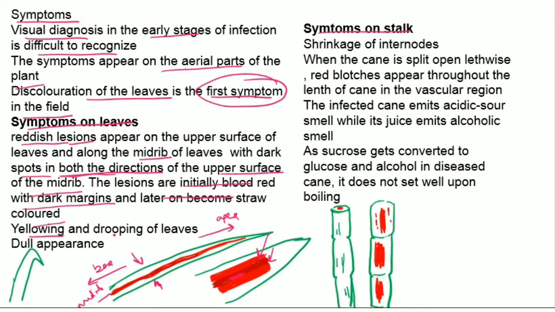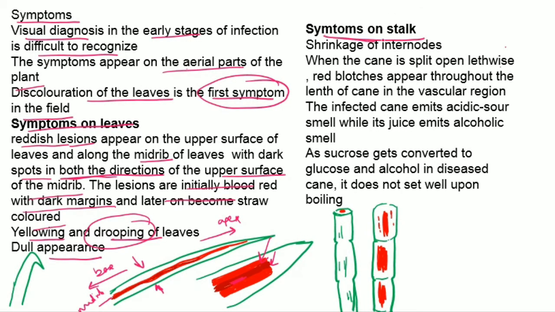Also, yellowing and drooping of leaves starts to occur because now the plant is not able to synthesize the right amount of nutrition, as well as is not able to photosynthesize properly and has a very dull appearance. Drooping of the leaves occurs because the vascular bundles have got affected, because the fungi is growing in the vascular bundle. So water is not able to reach the leaves in a very high quantity as it used to reach when the fungi was not present.